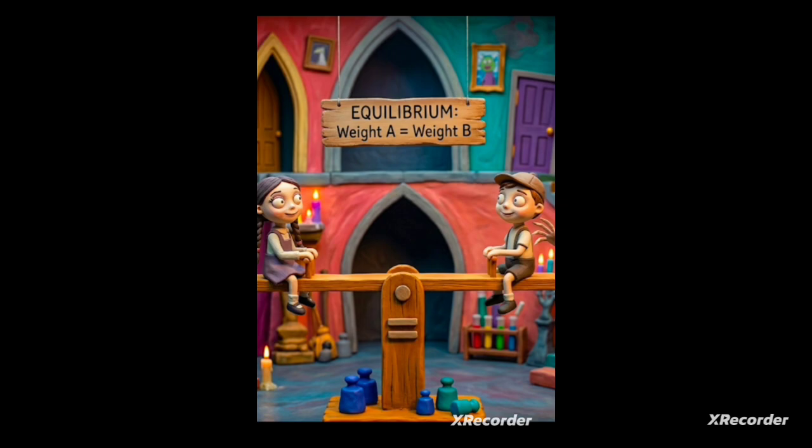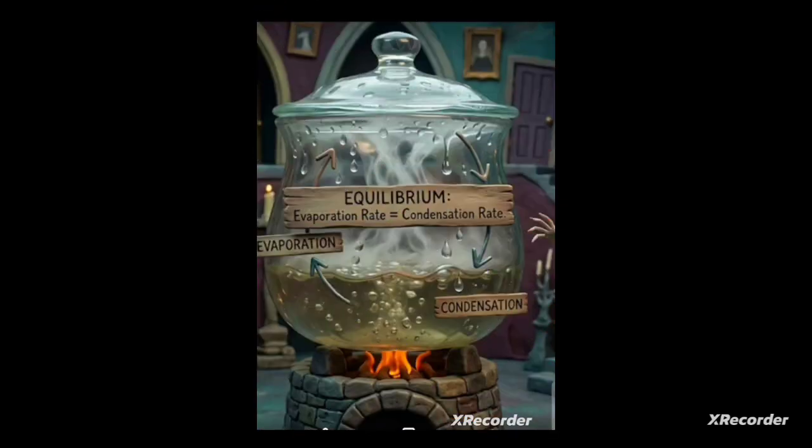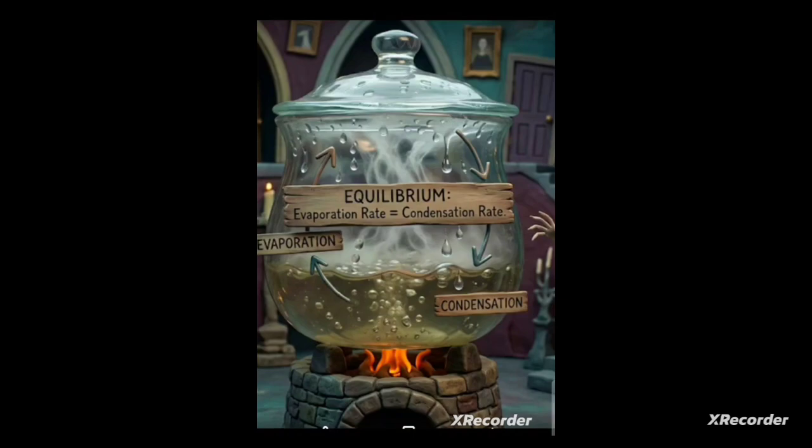Example, evaporation and condensation. Evaporation occurs when a liquid changes to gas, while condensation is when a gas changes back to liquid. In a closed system, both happen at the same time. When the rate of evaporation equals the rate of condensation, a dynamic equilibrium is formed. In simple words, liquid turns to gas and gas turns back to liquid at the same rate. No overall change is observed.